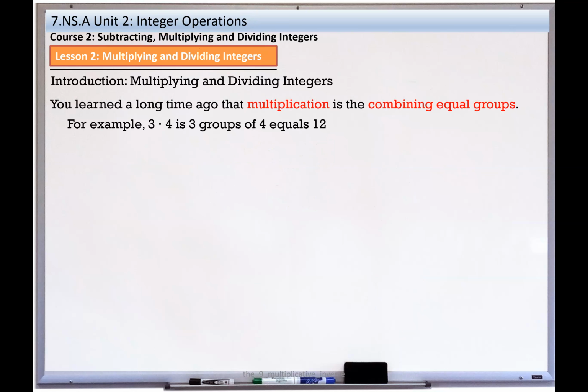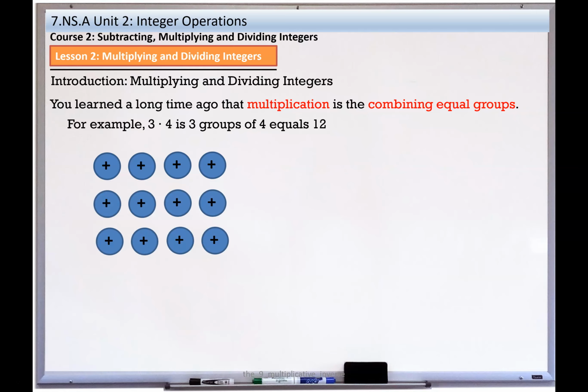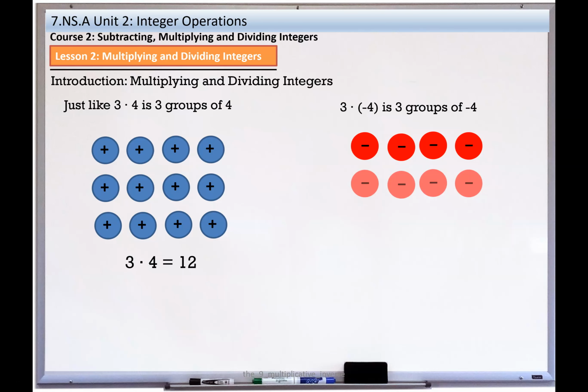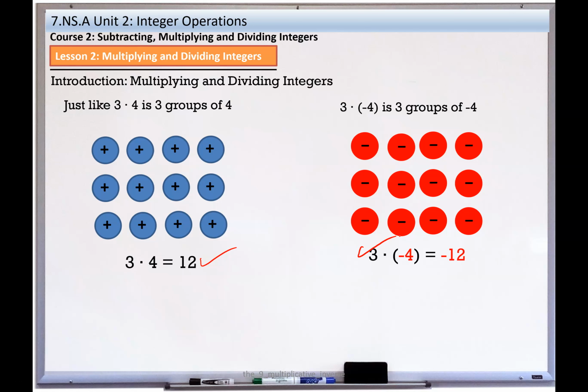So I learned a long time ago that multiplication is combining equal groups. So you know 3 times 4 is 3 groups of 4. Or let's be a little more specific, it's 3 groups of positive 4. Well, we can use that same idea for negatives. So 3 times negative 4 is 3 groups of negative 4. So 3 times negative 4 is negative 12. So we already know this one. Now we know this one.